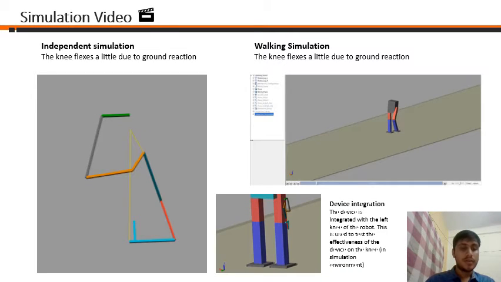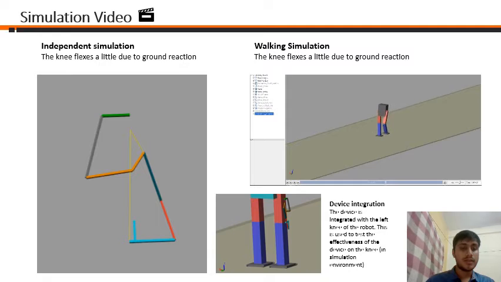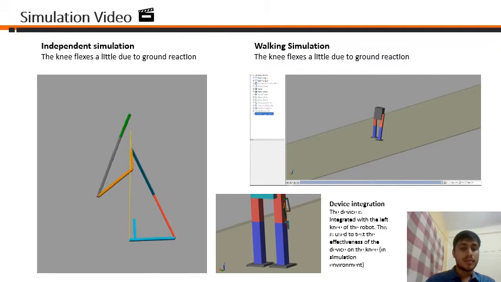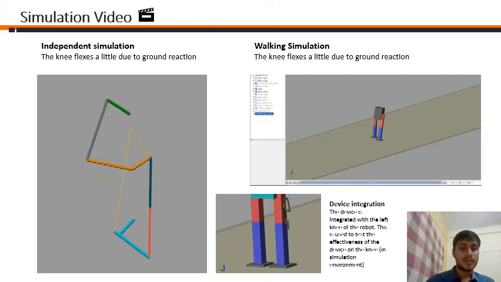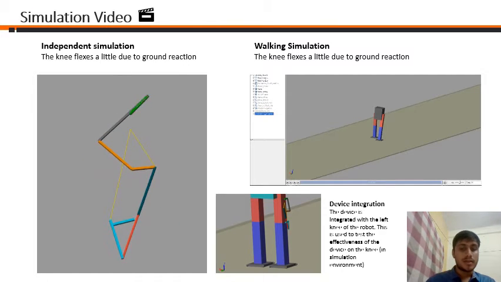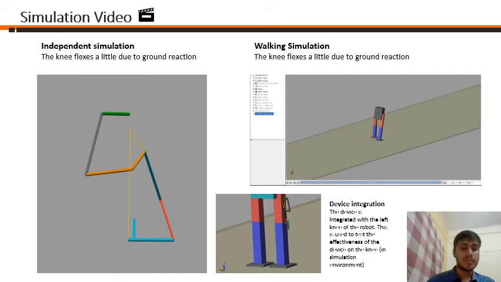Now we have the video of the mechanism independently and working with the walking robot. As you can see here in the video, the spring is stretched almost half the cycle and this provides extra stiffness to the knee at which the body is balancing. In the next phase, it pulls the string which is used to bend the knee.